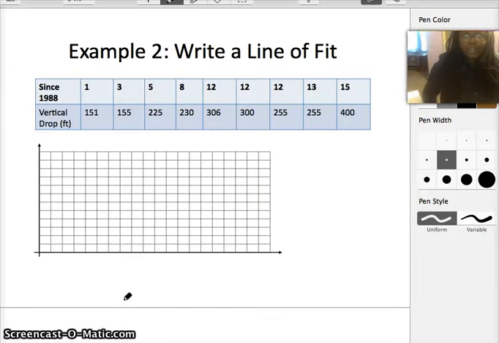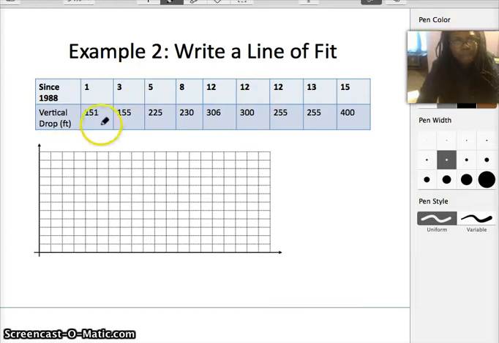And so the first thing that we need to do here, we have, and I didn't explain this data because it was just a lot of information, but basically the situation is as follows. Somebody's measuring the vertical drop of roller coasters since the year 1988. So we've got 1 year since 1988, 3 years, you guys get the idea. So you would add the one onto that and add 15 onto that to actually figure out the year.